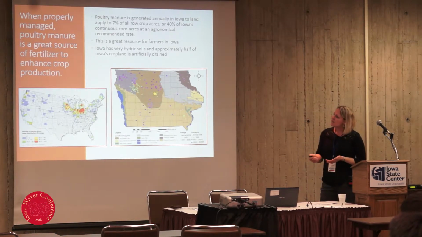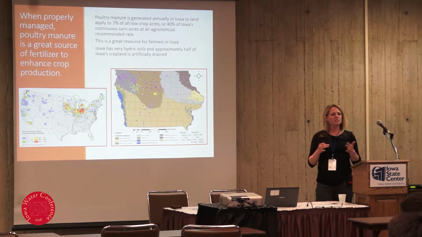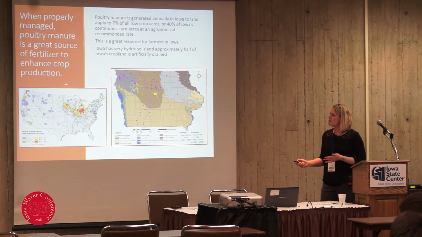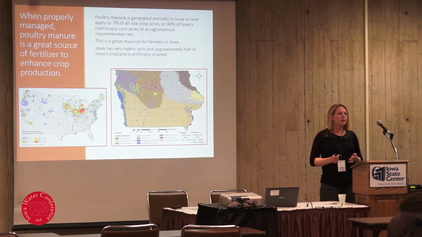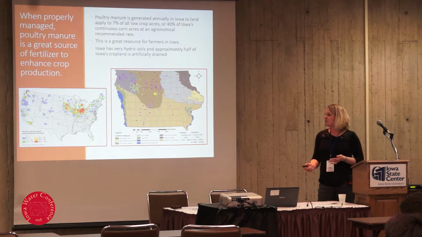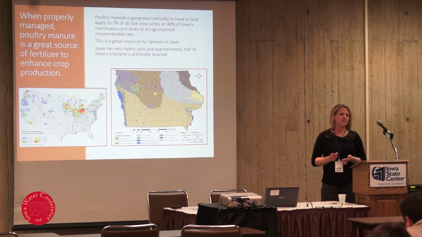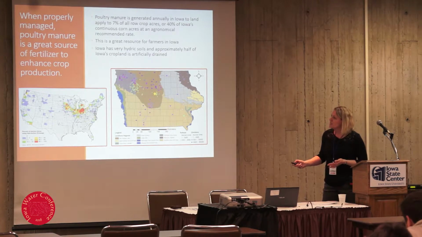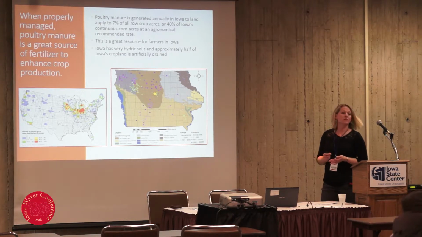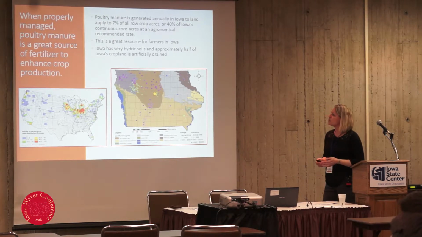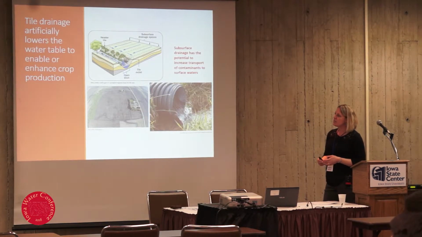This figure shows essentially the intensity of tile drainage across the United States. Much of the Corn Belt in the upper Midwestern United States is the red color, which are the most intensely drained areas. If you look at Iowa, we're not the most intensely drained part of the United States, but we do have a lot of tile drainage. That's a challenge that probably many of you are familiar with.